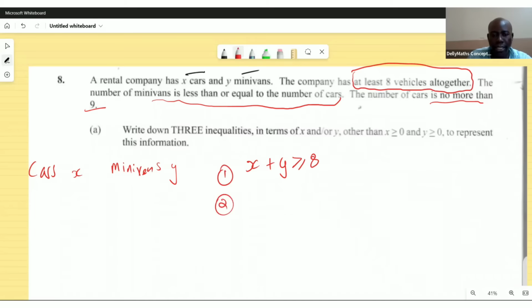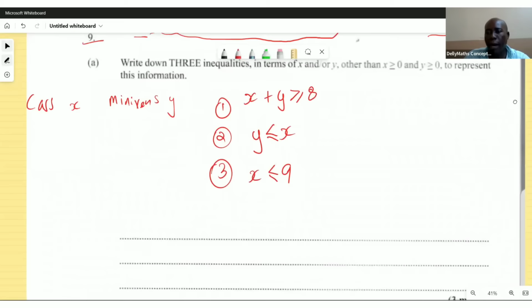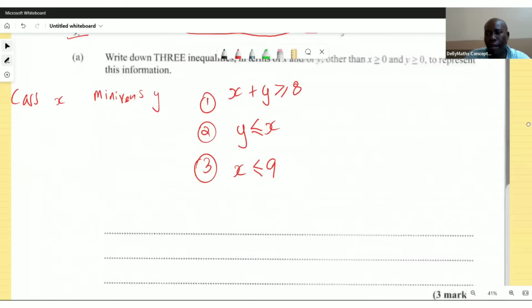The second inequality came from the fact that the number of minivans, which is Y, is less than or equal to the number of cars. Thirdly, we were told that the number of cars is no more than 9. If it is no more, it has to be less, so X is less than or equal to 9. Those are the 3 inequalities that we picked up from that situation.